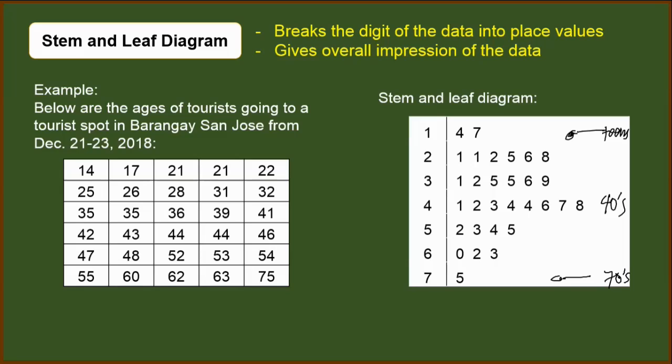So that's it for the stem and leaf diagram. Remember that this first column, the column on the left of the line, is the stem. And this right column, where all the ones digits are placed, is called the leaf.